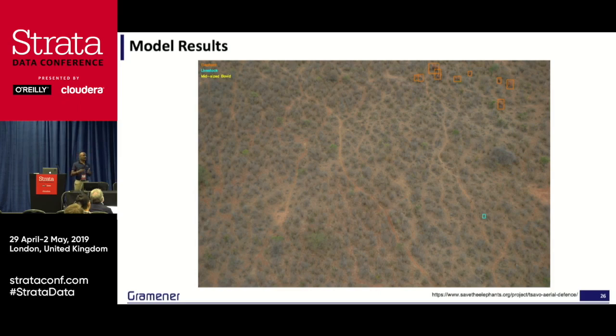And this intelligence is relayed to the rangers so that they can get to the place even before the poachers can. Imagine the kind of deterrent this can be, and this has effectively brought down the killings in the forest wherever this pilot was implemented. And this is a great way to scale and replicate this pilot around the world.